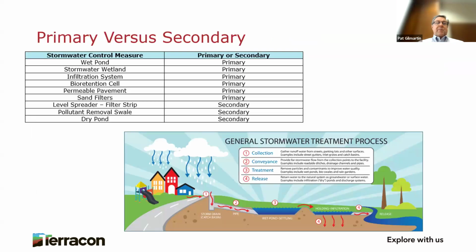Okay, primary versus secondary. Stormwater control measures are classified as primary or secondary based on their performance from research studies for the removal of total suspended solids. Primary stormwater control measures must also be able to treat the design storm, which is 1.5 inches in coastal counties and 1 inch in the rest of North Carolina, that first flush you sometimes hear about.